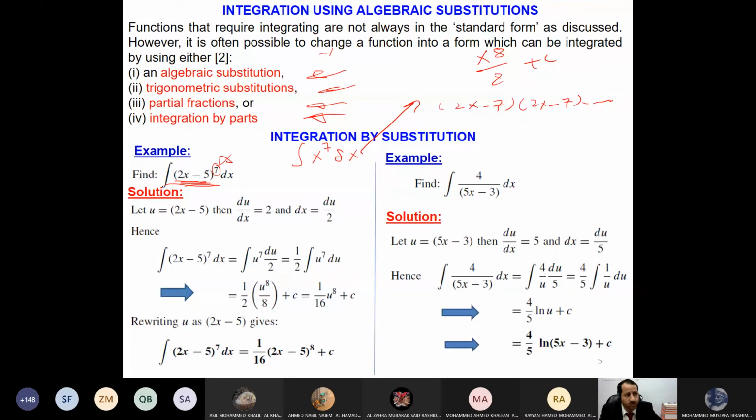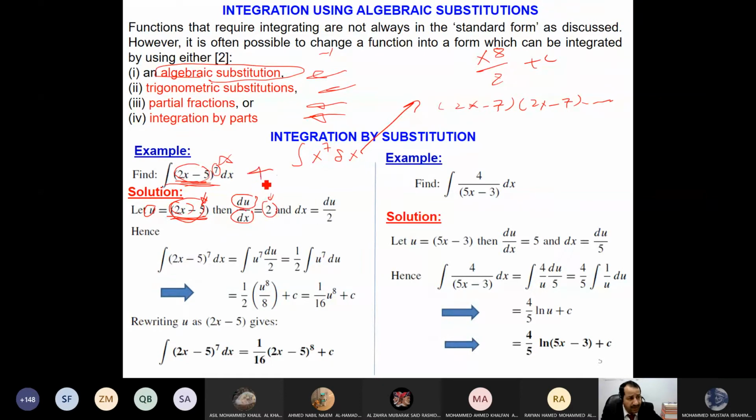Now there is a method called algebraic substitution. I will try to give an example of each of them. I will assume that what is inside the bracket is u, and I will differentiate u with respect to x. Differentiation of 2x minus 5 gives me 2, because the differentiation of 5 is 0, and 2x gives me 2.